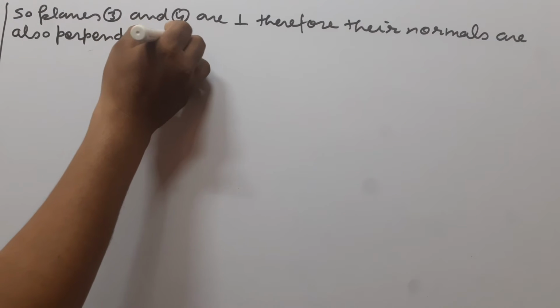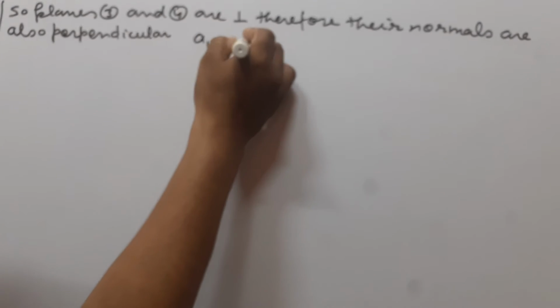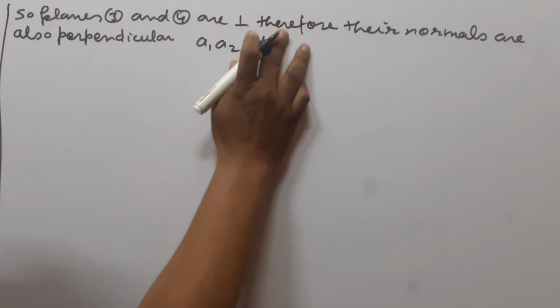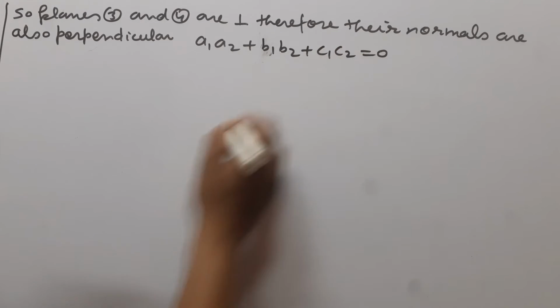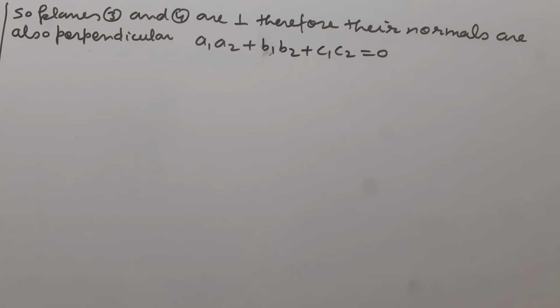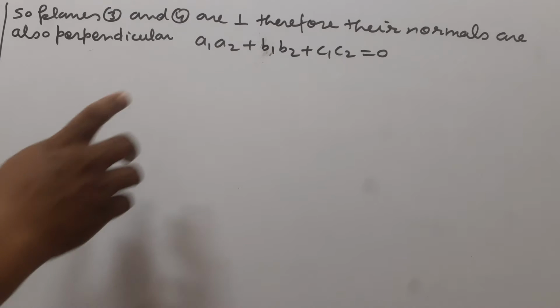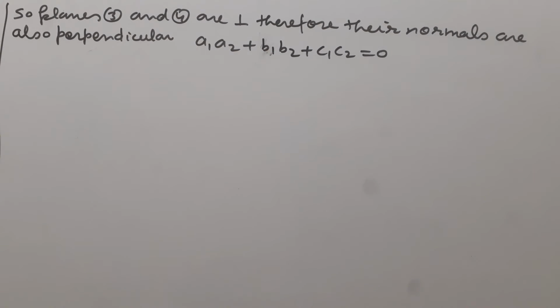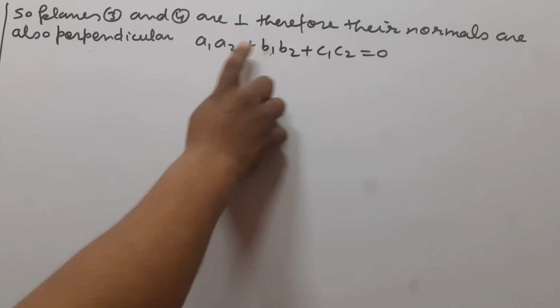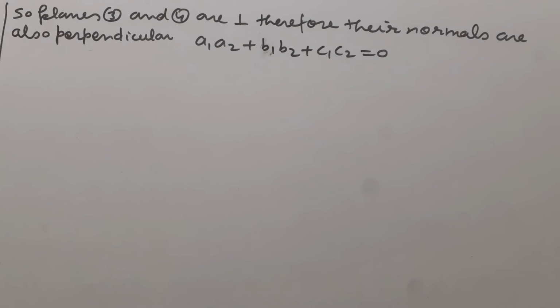We use the condition here for perpendicularity, that is a1 a2 plus b1 b2 plus c1 c2 equal to 0. This is the condition of perpendicularity. Here the normal of the third plane and the normal of the fourth plane are both perpendicular, so the sum of the products of the direction ratios of the normals is equal to 0. Here a1, b1, c1 are the direction ratios of the normal to the third plane, and a2, b2, c2 are the direction ratios of the normal to the fourth plane.